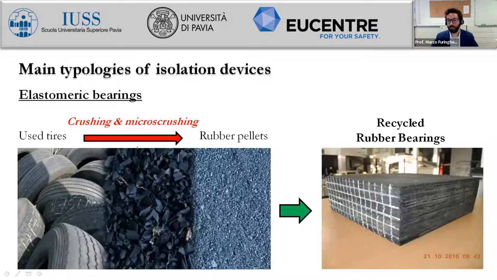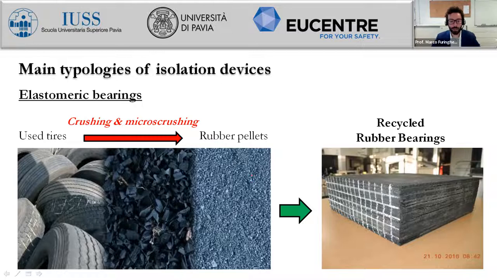And there are also new applications in research, recycled rubber bearings, because the overall compound is obtained by considering used tires, which are reduced to rubber pellets through crushing and micro crushing procedures. And this on the left is a full scale bearing that we have studied in research. It is made up of many layers of this particular material with still stiffening layers, because otherwise also the vertical stiffness becomes very low.